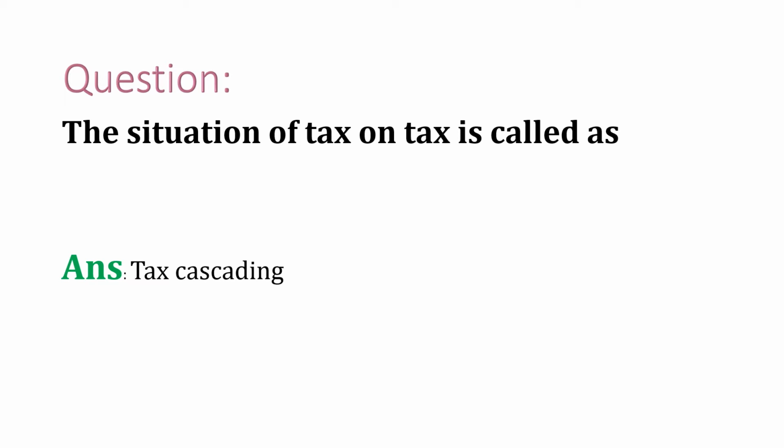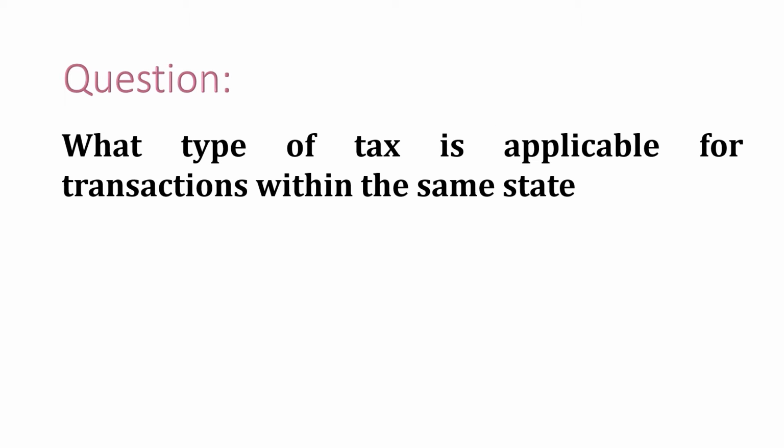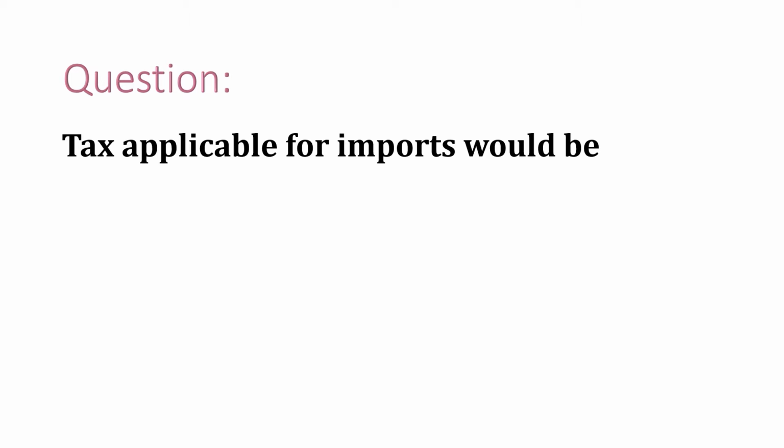The next question. The situation of tax on tax is known as what? The answer is tax cascading. Let's move on to the next question. What type of tax is applicable for transactions within the same state? And the answer is SGST. The next question. Tax applicable for imports would be basic customs duty plus IGST.